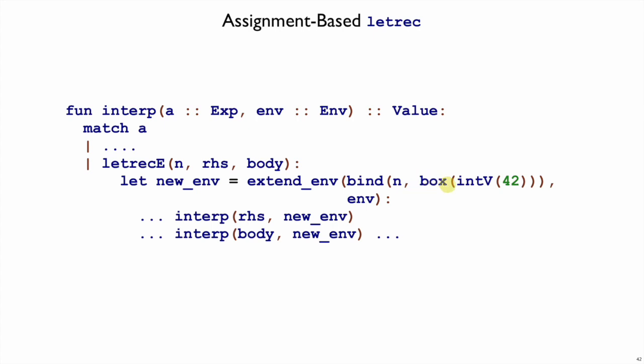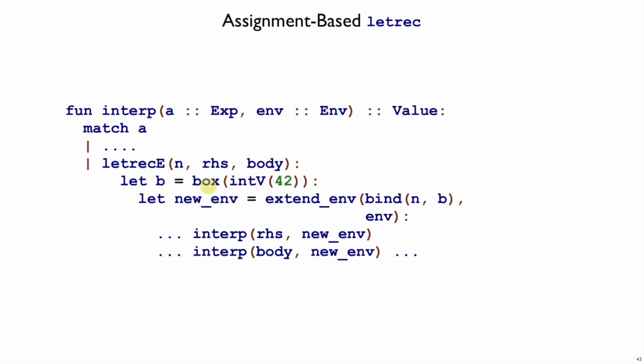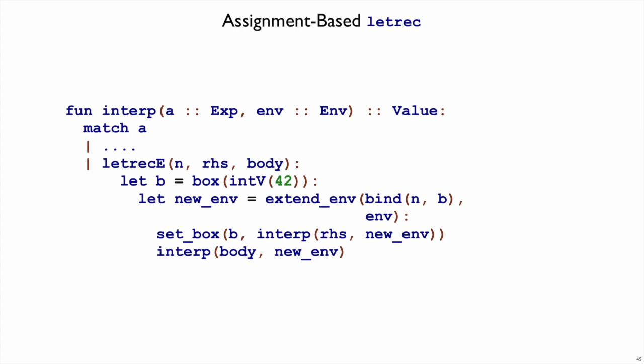This box is the one I need to update later after I've interpreted the right-hand side, so let's give that box a name instead of putting it inline there. So I'll let B be the box that initially has 42. I will build up an environment that maps the name to that box, and then I will interpret the right-hand side in that environment. We'll get a value back from that interp, and that is the value that I want to replace the 42 in the box. So I'm going to have a set-box! on B with the result of that interpret, and after we do that, then the environment has the right value in it to interpret the body, and so we will be all done.